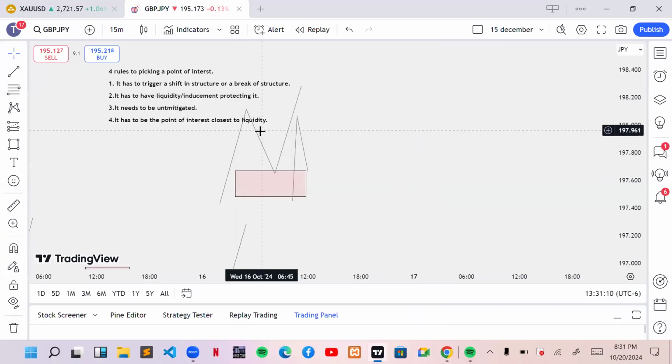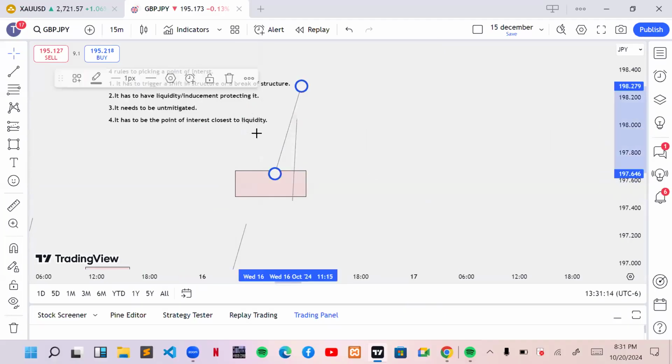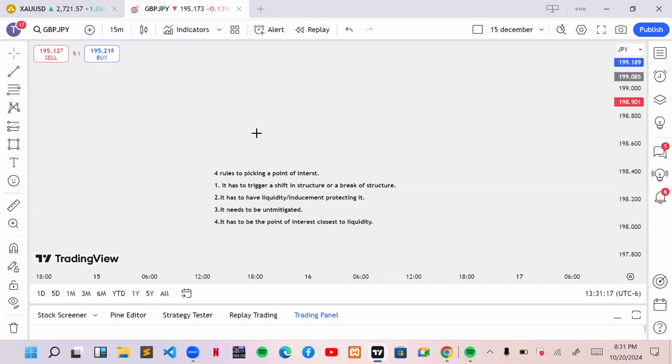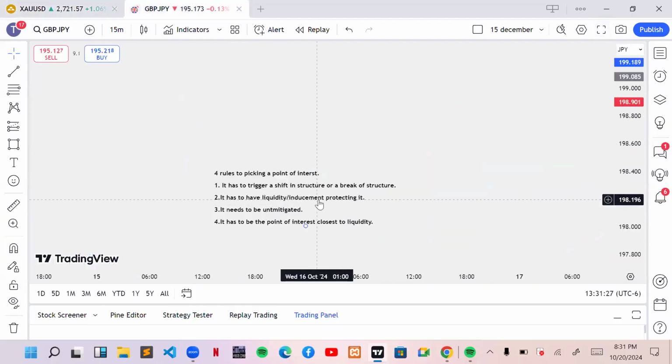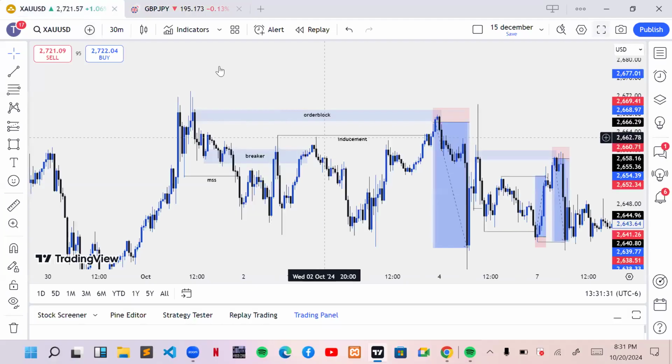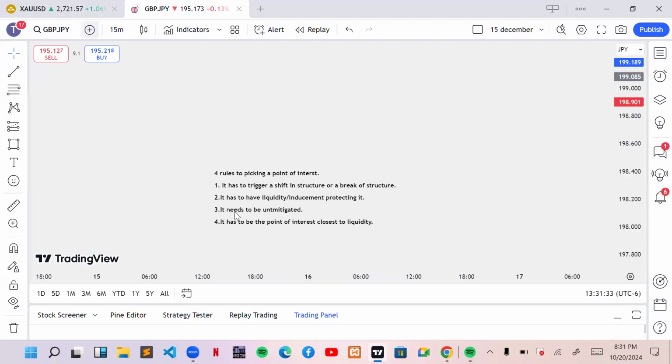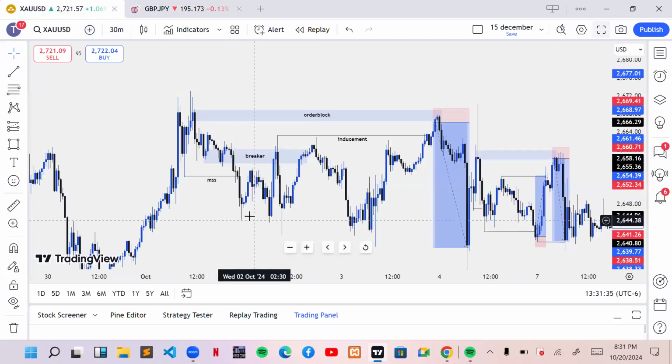These are the rules I pay attention to while picking a point of interest. If you actually obey all these rules, it's hard for you to take a loss on a trade. So first one, it has to trigger a shift in market structure or a break of structure. Our trade literally has a shift in market structure. Second rule is it has to have a liquidity or inducement protecting it. There's inducement here, there's a liquidity. Third rule, it needs to be unmitigated. And this is where it comes in.